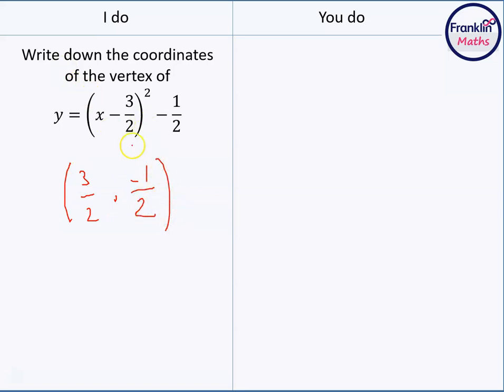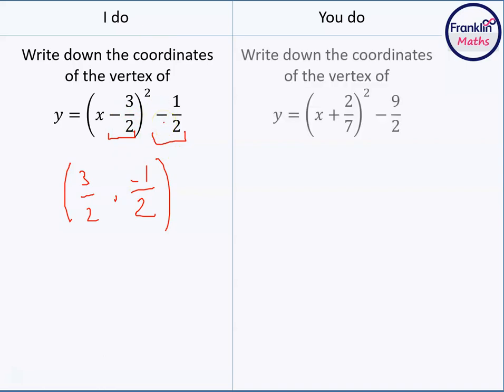So, as expected, we take the opposite sign to what's in the brackets. I'm not fussed that it's minus 3 over 2. Don't really care what number it is. I just follow the rule. And the y value, look, keeps the sign. Here's one for you to have a go at. Pause it. Have a go. Okay, with this one, just to check, minus 2/7, opposite sign to what's in the brackets, and minus 9 over 2 goes at the end there, easy peasy.